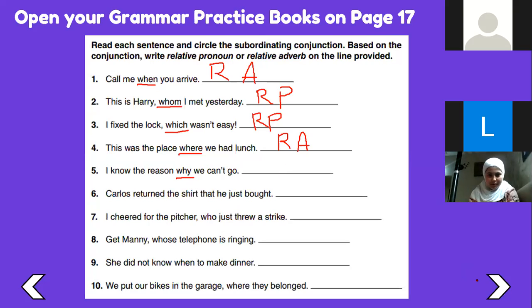We still have only 1 minute, so the session is going to end in 1 minute. Lana? Can you hear me? Yes. Okay. Lana, can you do number 6?